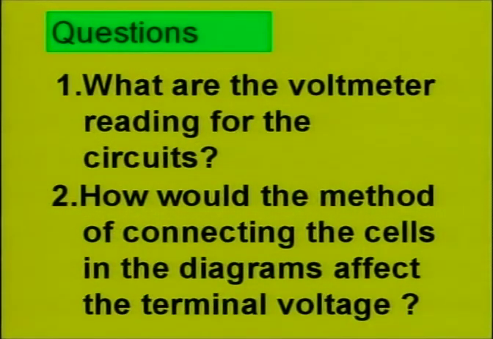All right, those are the two questions for that activity. Question number one is, what are the voltmeter readings for the circuits that you have connected? Remember, the first one was two cells in series, and then you have only one cell, and then two cells in parallel. And question number two is, how would the method of connecting the cells in the diagram affect the terminal voltage?